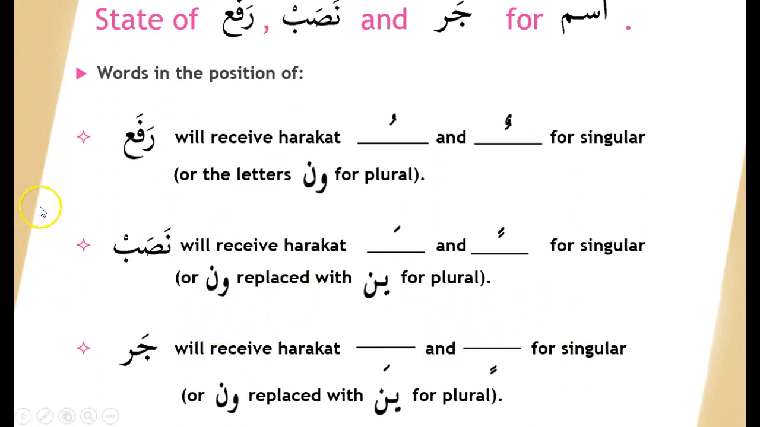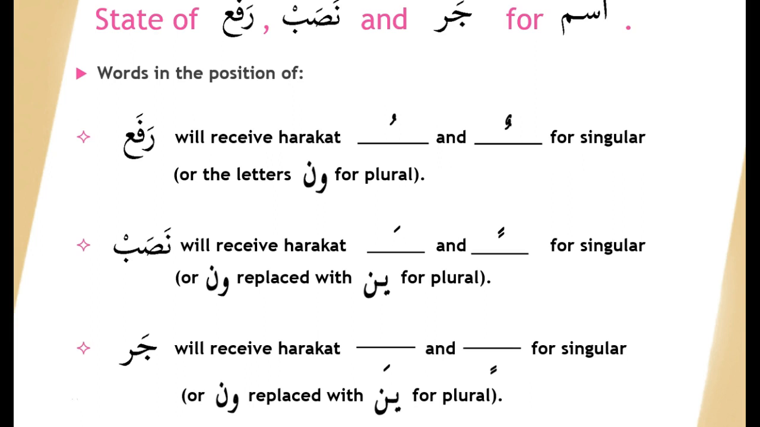Rafa is normally where the isim is in the subject position, whether a subject of a normal sentence or a subject in a verbal sentence. The singular would have a dhamma or dhammatain. If it has an alif lam or it's an idafa, it will have just a dhamma; otherwise it will have dhammatain. For the plural, the letters waw nun, especially for the jamak salim, the safe plural.